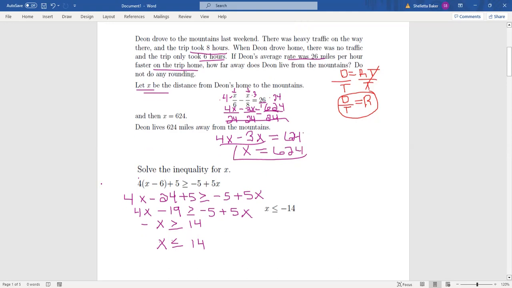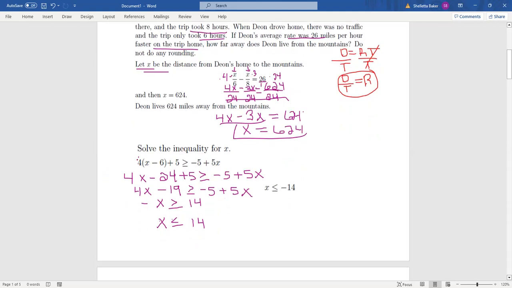For the next problem, we have 4 times x minus 6 plus 5 greater than or equal to negative 5 plus 5x. And remember, for these inequalities, that little caveat, if you multiply or divide by a negative number, you must reverse that inequality symbol. We want to do that here.